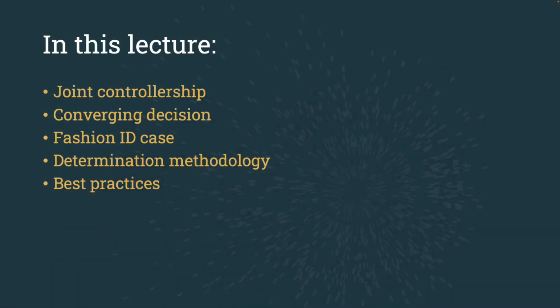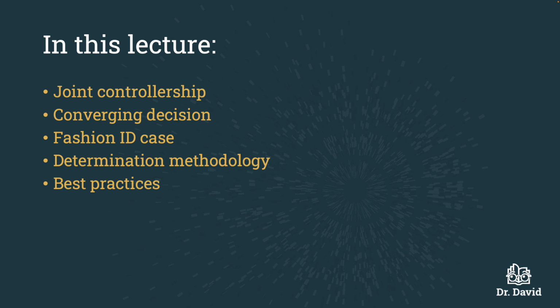In this lecture, we are going to return to this idea of joint controllership, where we can have two or more controllers who are jointly determining the purpose and means of the processing of personal data. So we will define what a joint controller is. We will look at what a converging decision is. We will look at the Fashion ID case, which will provide a useful example of what this actually looks like in action.